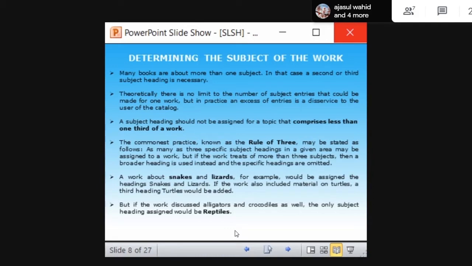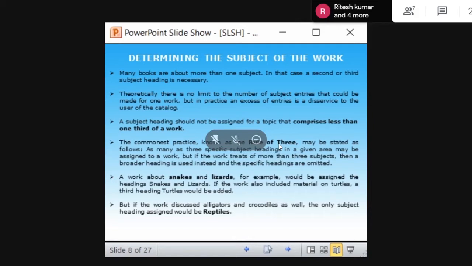What is the role of the second subject in the primary subject? You have to check that, and how far the role extends, how far the computer is spoken about in this subject. For this, the most common practice is known as the rule of 3. Please remember this is very important.